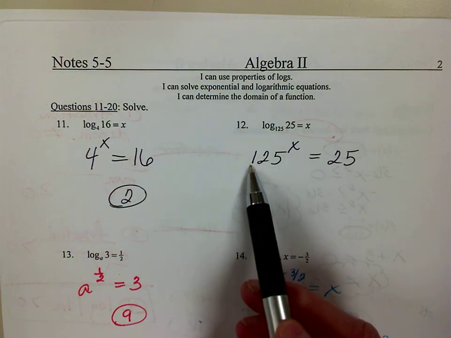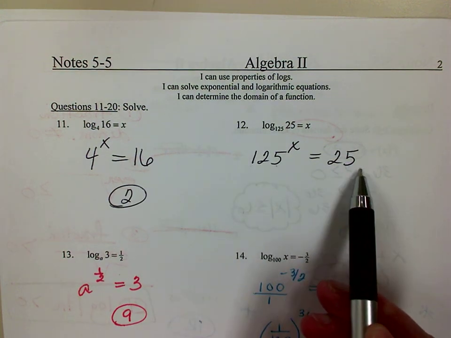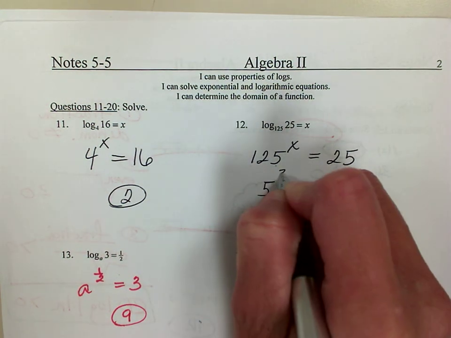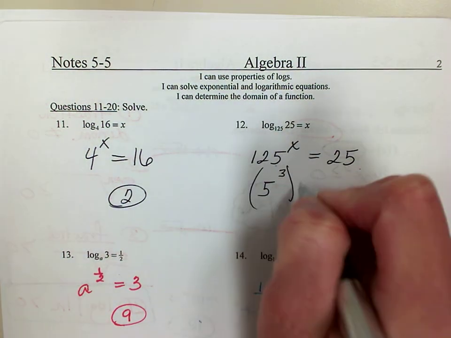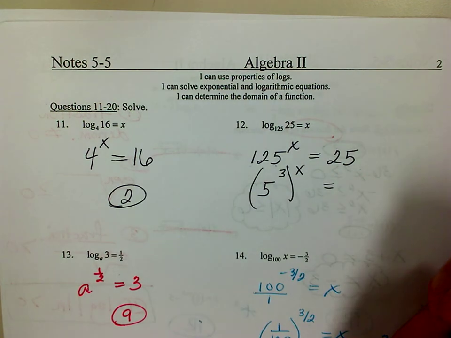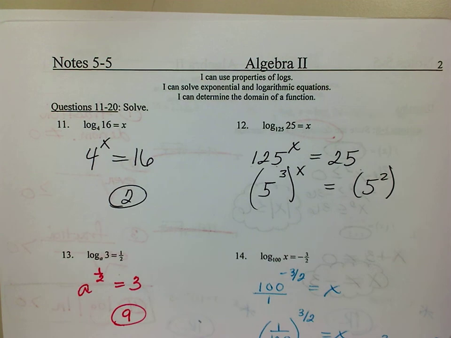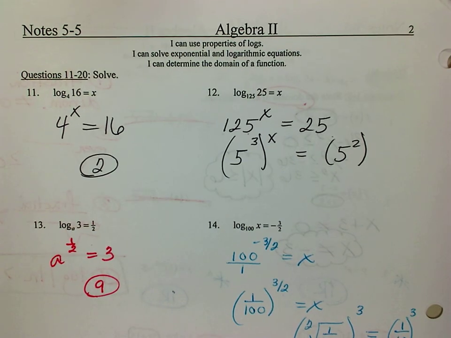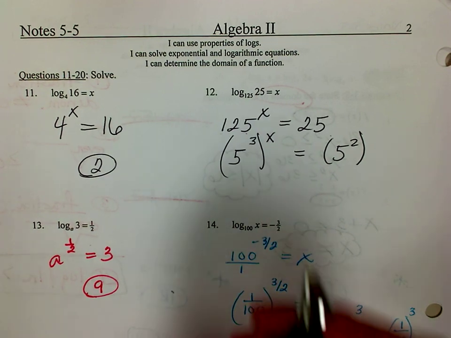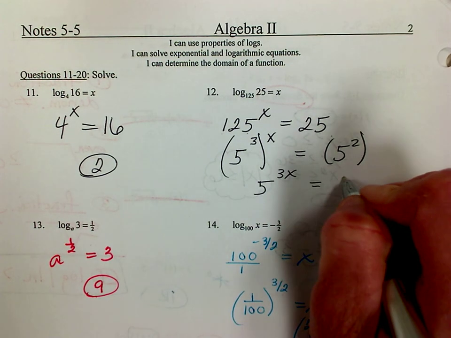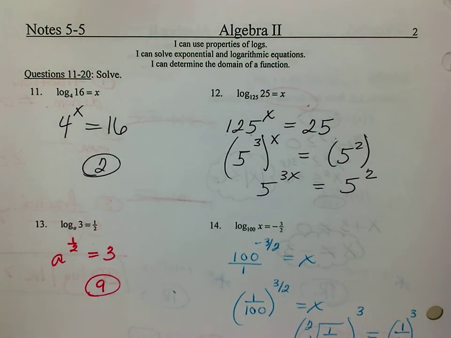So these are both powers of 5. So I can change 125 to 5 cubed, and then I still have an x there. And then 25 I'm going to change to 5 squared. Okay, so I really don't need those parentheses there. I just put those there to show you that I changed the 125 and the 25.